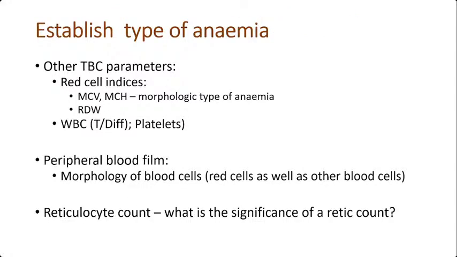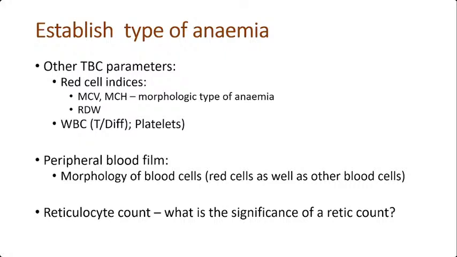We will also look at the other parameters, the red cell indices, mean corpuscular volume, and MCH, that will tell us the morphologic type of anemia. And I remember we taught you about the microcytic, the macrocytic, and the normocytic. So using the HB and the MCV, that will tell us the morphologic type of anemia.